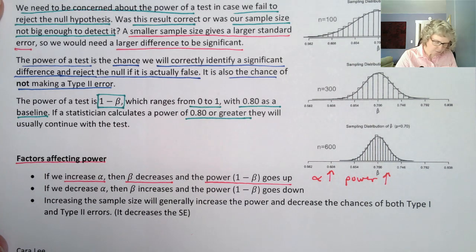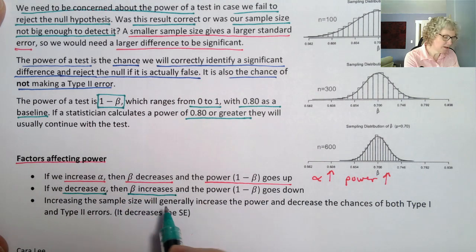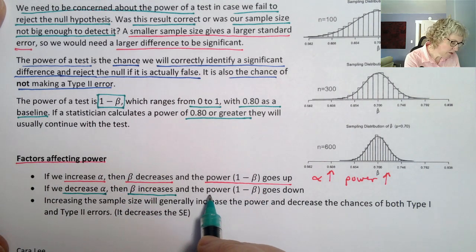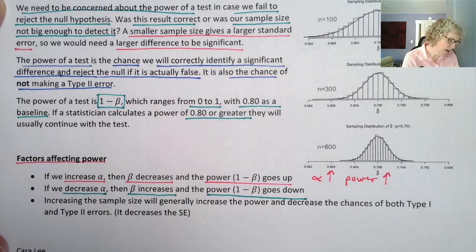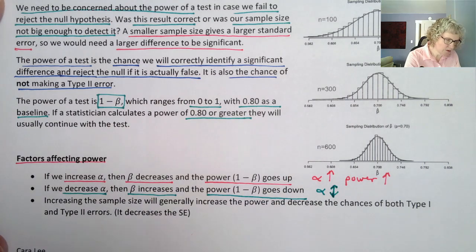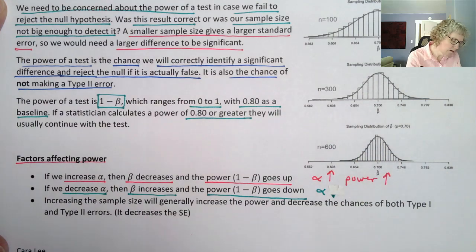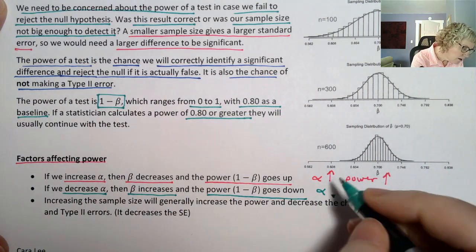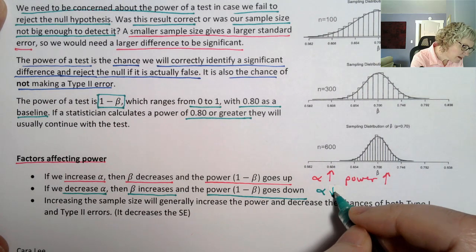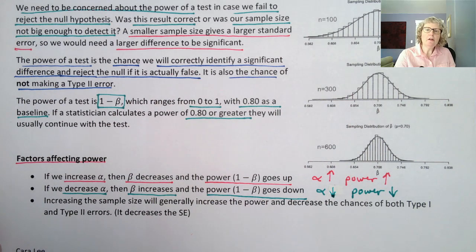Interesting, huh? If we decrease alpha, then beta increases because they go opposite, but then the power is opposite of that, so the power goes down. So alpha and the power, oh sorry, I was talking while I was writing. If alpha goes down, the power also goes down. So alpha and the power go in the same direction. Alpha and beta go in opposite directions, okay?